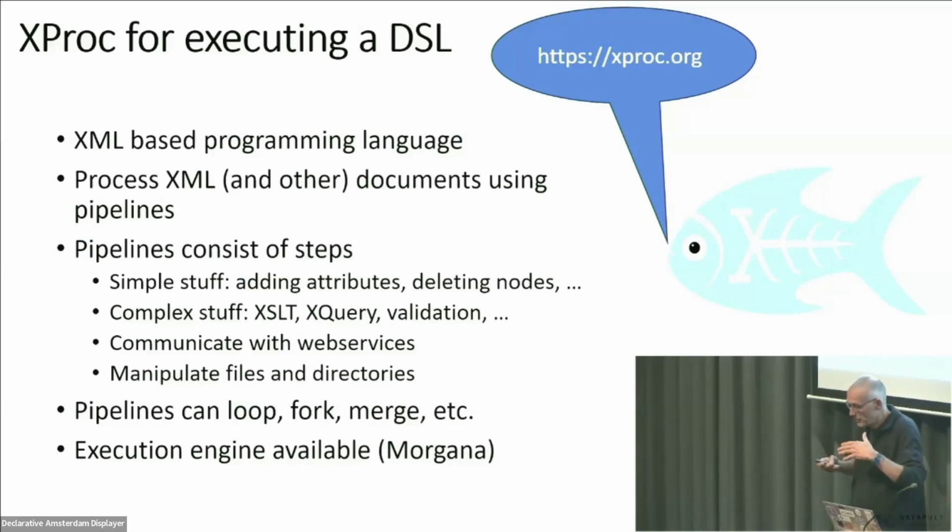Pipelines can loop, they are not limited to linear execution. They can loop, fork, merge. And if you do that well, it actually executes in parallel. That's nice to see.